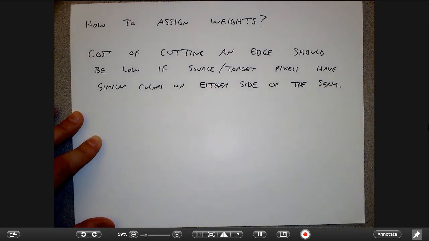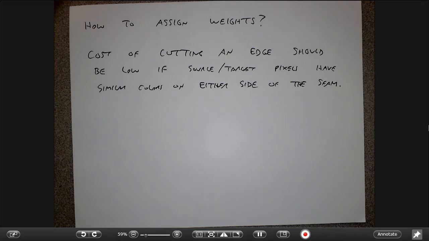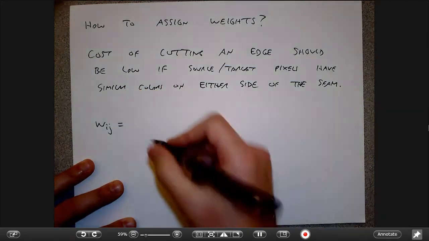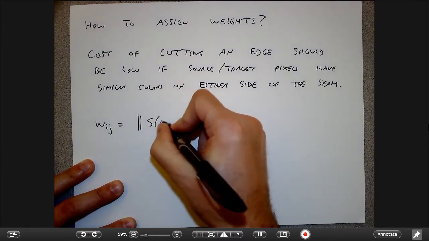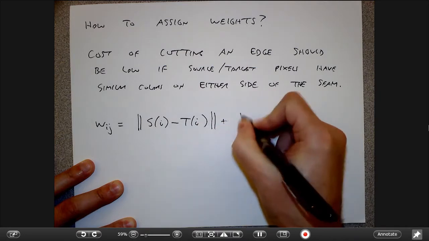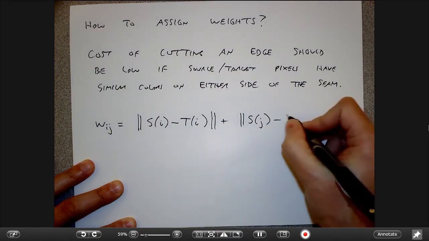Right? What that means is that if I were to draw the line between those 2 pixels, since pixels i and j in the source look basically like pixels i and j in the target, if I take i from one and j from the other, I'm not going to introduce some weird edge that wasn't there in either the source or the target, right? So one way of doing this is to say that the weight between adjacent pixels should be something like this: the source at pixel i minus the target at pixel i, plus the source at pixel j minus the target at pixel j.